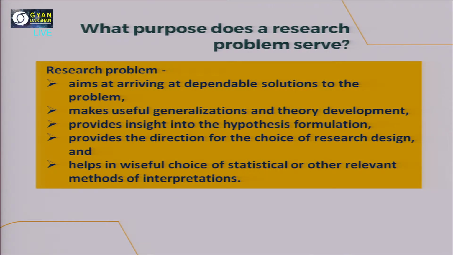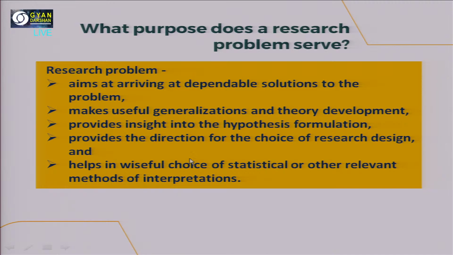And friends, let me focus on the very purpose of a research problem. When we select a research problem, what does it really do for the researcher? Here you see the purposes that a research problem serves. First, the research problem aims at arriving at a dependable solution to a problem. Then it makes useful generalizations and theory development possible. Further, it provides insight into hypothesis formulation. Then it provides direction for the choice of research design, and it helps in a wise choice of statistical or other relevant methods of interpretation.